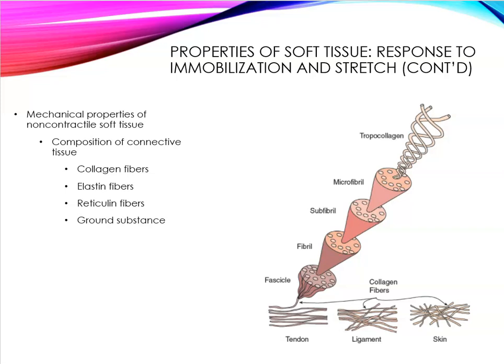Now we get into the mechanical properties of non-contractile soft tissue, which permits the entire body, and it's organized into various types of connective tissue to support the structures of the body, which include ligaments, tendons, joint capsules, fascia, muscles, and skin, which all possess connective tissue characteristics that can lead to the development of adhesions and contractures. Any of these tissues can lose extensibility and contribute to reduced mobility.